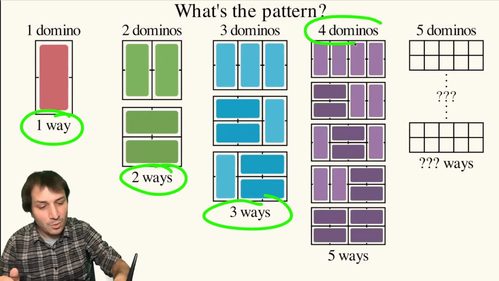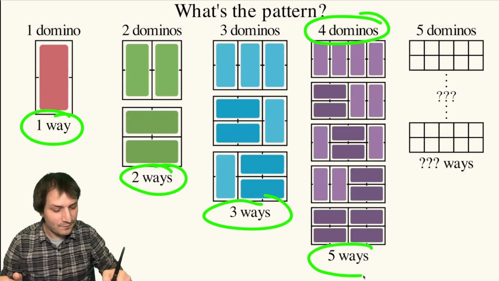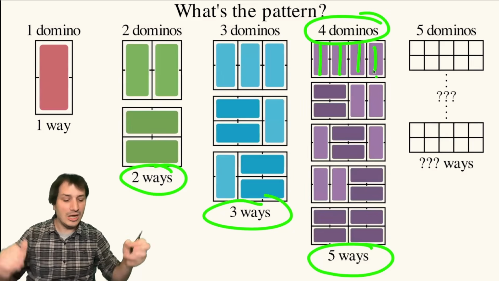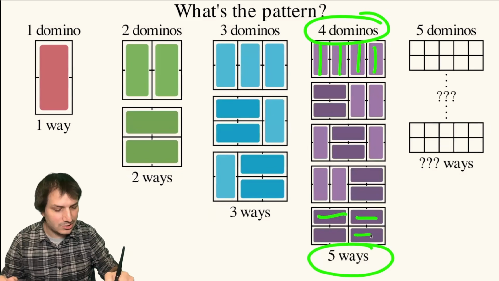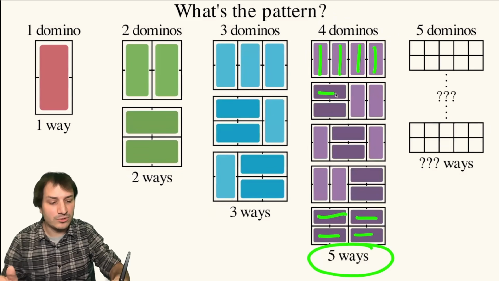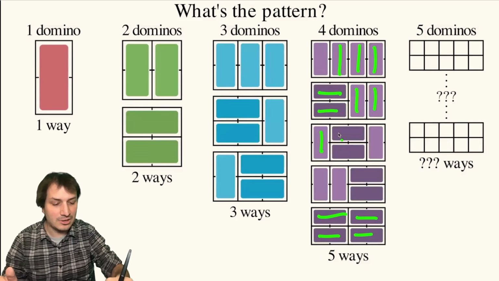But then when we get to 4 dominoes, that breaks. Now it is 5 ways to do it. Again, you can do all vertical, 1, 2, 3, 4 vertical, or you can do 4 horizontal, 1, 2, 3, 4 horizontal, or you can do a mixture of horizontal and vertical with 2 horizontal and 2 vertical dominoes done in one of 3 different ways.